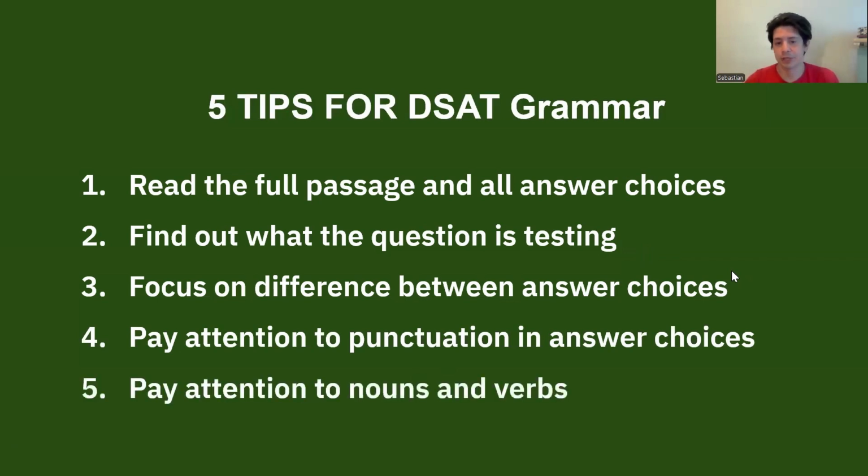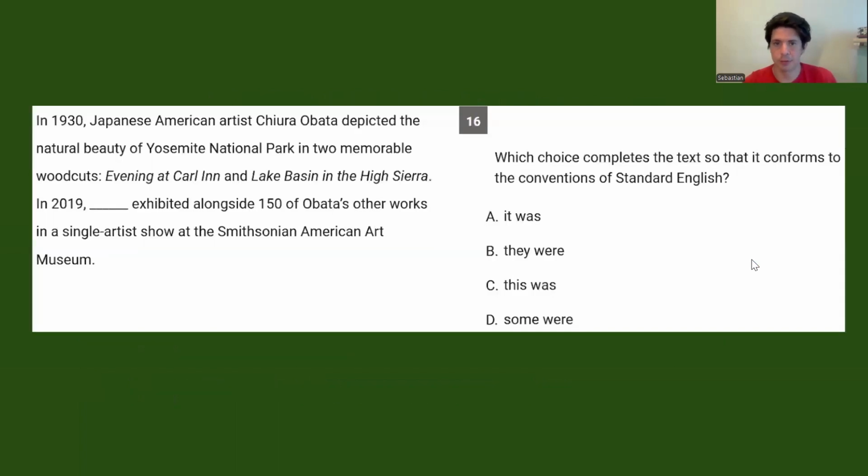And then last, pay attention to nouns and verbs, right? So this is about knowing if the nouns and the verbs are going together and which verb goes with which noun and so on. So we're going to try this with the questions, and then we will do more practice exercises, right? So this is question 16 on reading and writing module 1 from practice test 1.